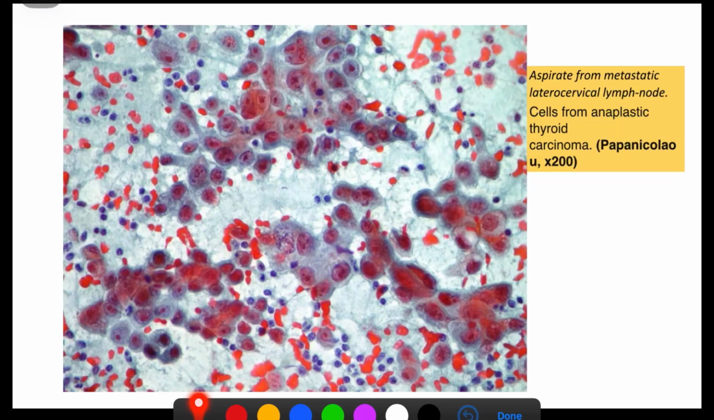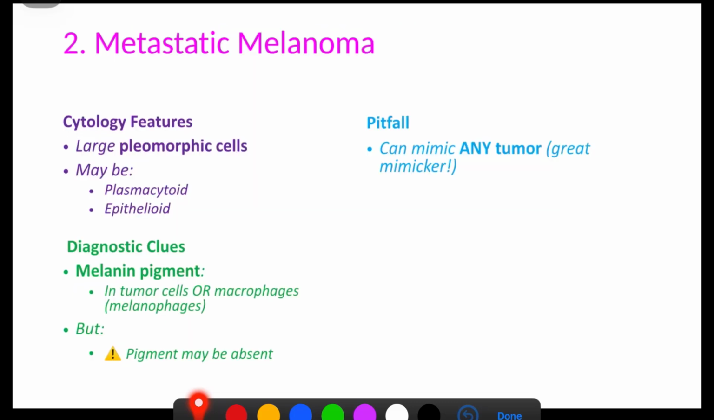Again, this is the anaplastic thyroid carcinoma metastasis to lymph node where you can identify these large bizarre cells with prominent nucleoli in this pap smear.